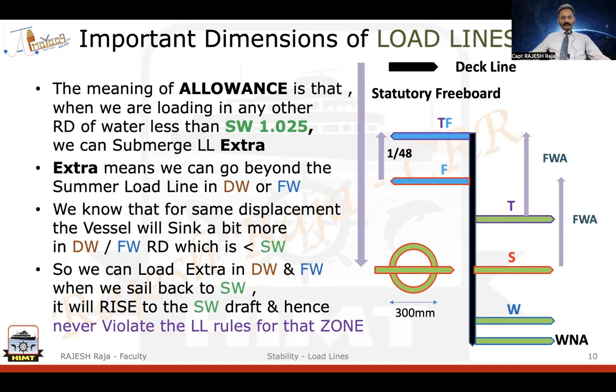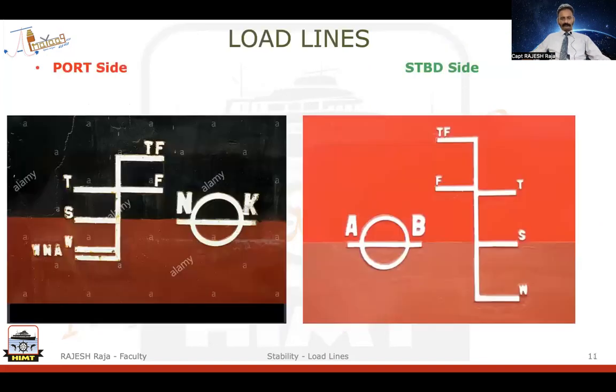You will be using this concept in most of your problems because they will give you ships which are either in freshwater or dock water. So this is where you use the concept called freshwater allowance and dock water allowance.